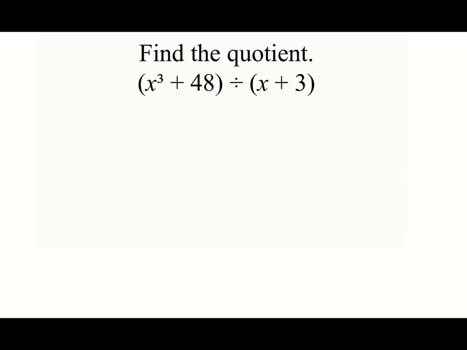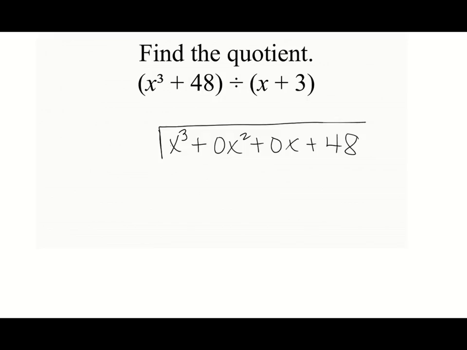So how we would go ahead and write this is, we have x cubed plus 0x squared plus 0x plus 48 divided by x plus 3. So we always have to go in descending order and make sure we hit all of our powers. So we have x cubed plus 0x squared plus 0x plus 48. Now we're still going to focus on our lead term. So we're focusing on our x, and we're going to start with our x cubed.